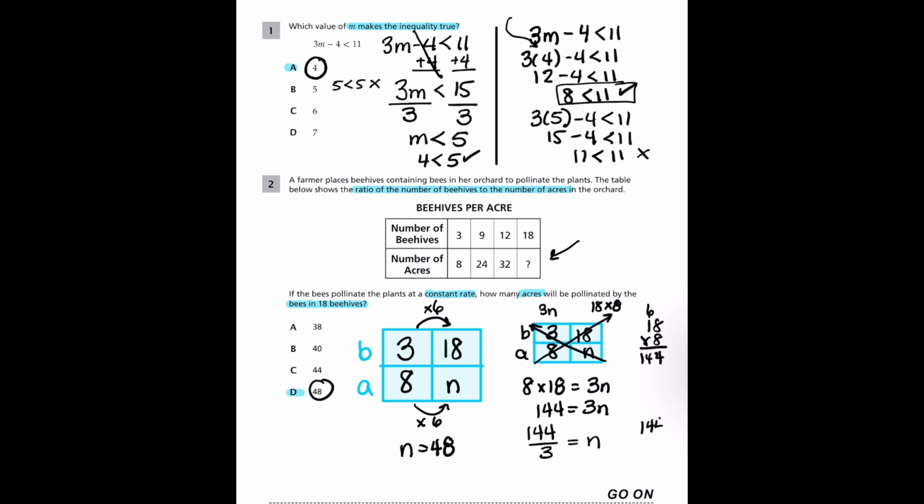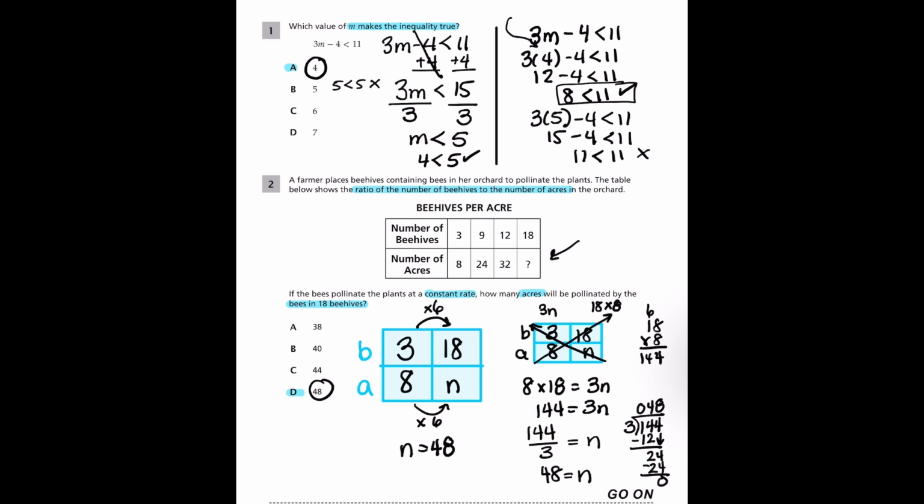Remember, this is a day you do not get a calculator. 3 goes into 1 0 times. 3 goes into 14 4 times. 3 times 4 is 12. Bring down the 4. 3 goes into 24 8 times. 8 times 3 is 24, and I get 0. So my number is equal to 48. So either one of those ways will work.